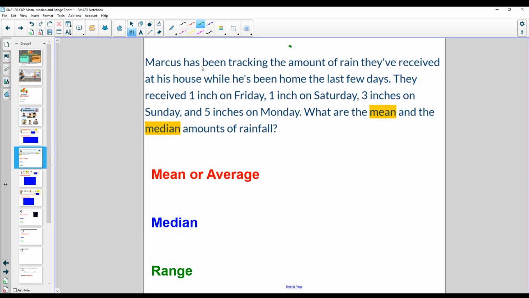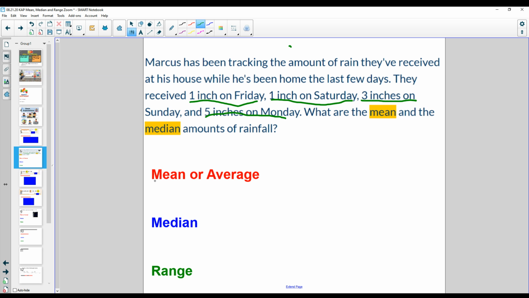So Marcus has been tracking the amount of rain they've received at his house while he's been home the last few days. They received 1 inch on Friday, 1 inch on Saturday, 3 inches on Sunday, and 5 inches on Monday. What are the mean and median amounts of rainfall? We're also going to talk about range too.